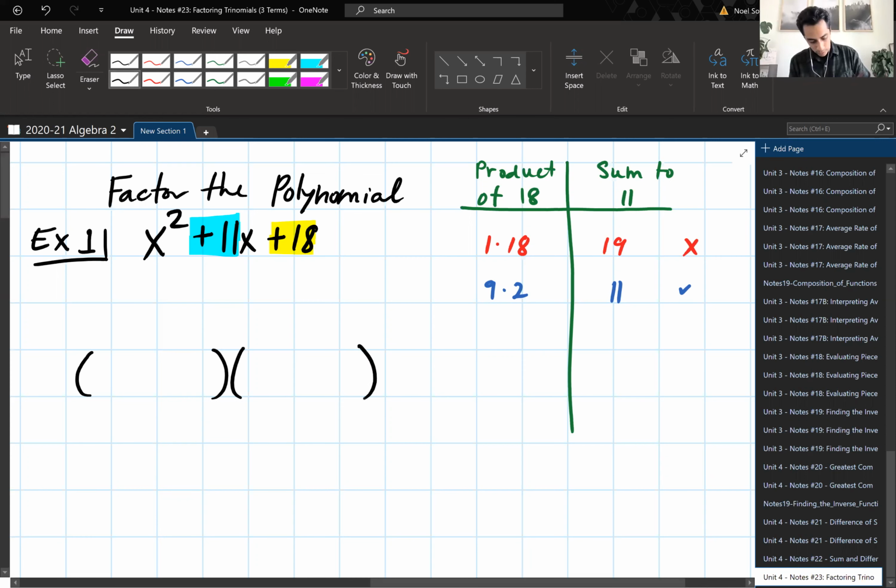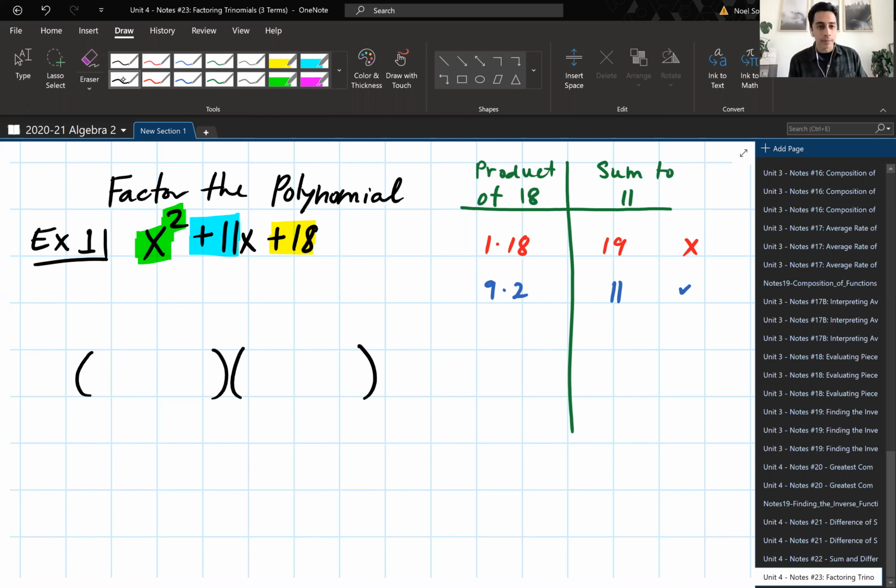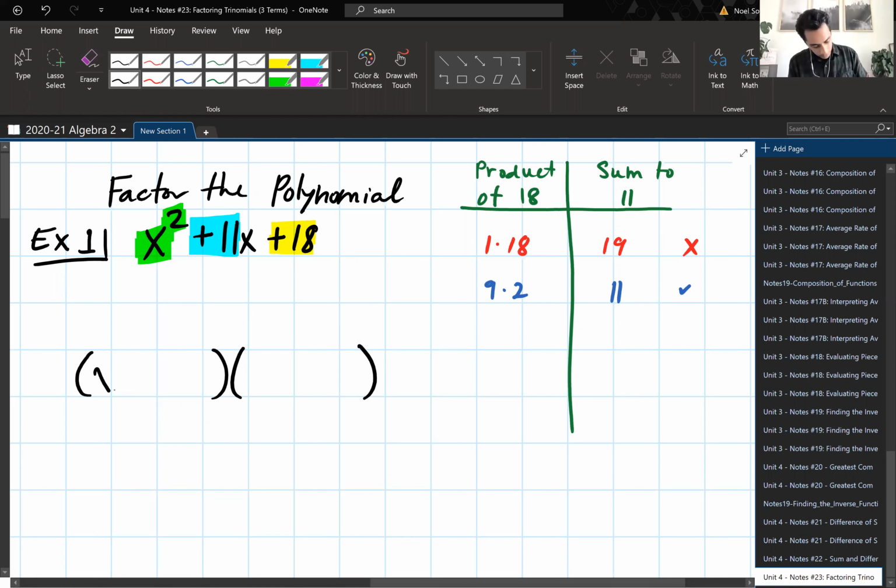We have our two binomials. The easiest part is always here. How do I get x squared? What needs to be multiplied together to get x squared? X times x. And guess where x is going to go? In the front of both binomials, right? Because x times x gives us x squared.